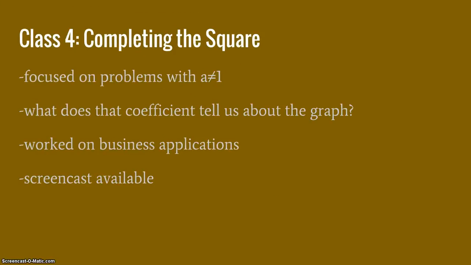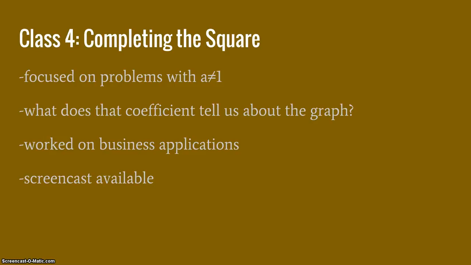The next class was when we got into the harder completing the square problems. That was when a does not equal 1, and so we had to go ahead and pull that a out from the a term and the b term before we could complete the square. Make sure you are able to do that.